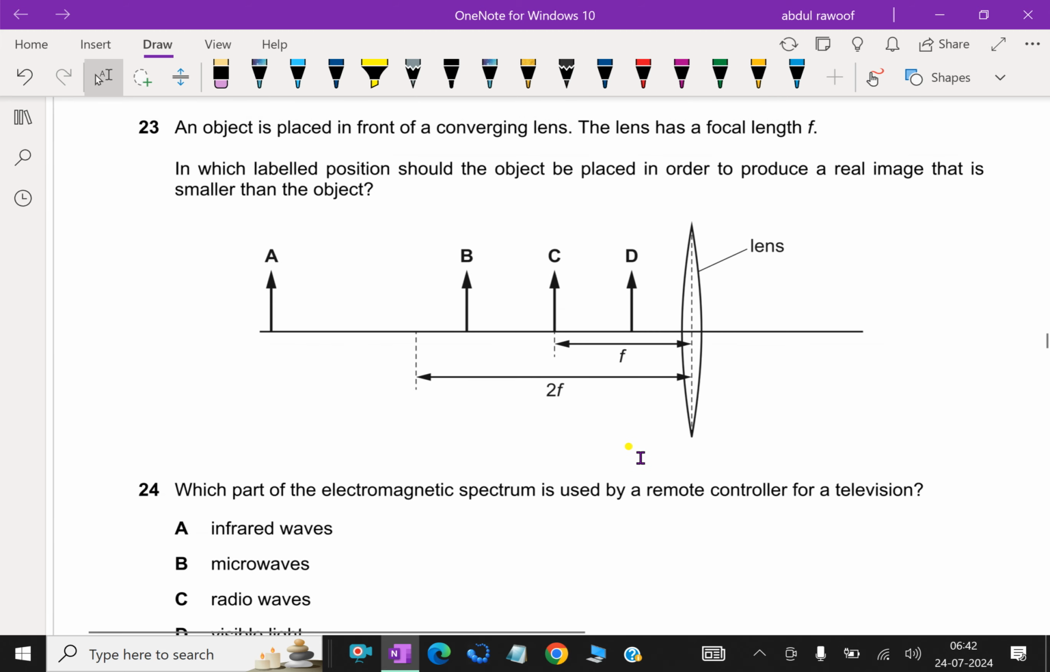Next one. The object is placed in front of a converging lens. The lens has a focal length f. In which labeled position should the object be placed in order to produce a real image that is smaller? A real image that is smaller is produced if it is placed beyond 2f. So option A. If you keep an object beyond 2F, it gives a real image smaller than the object.